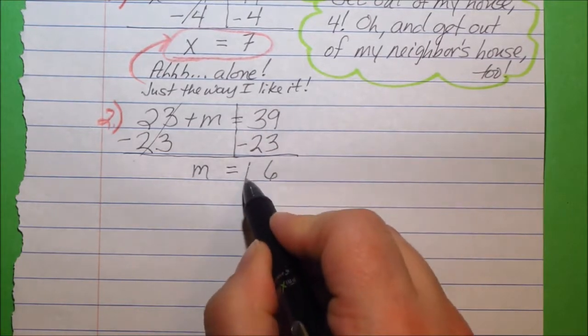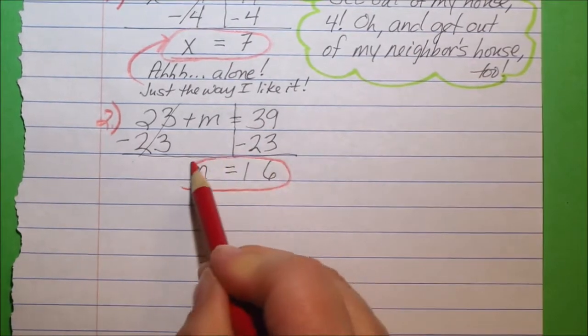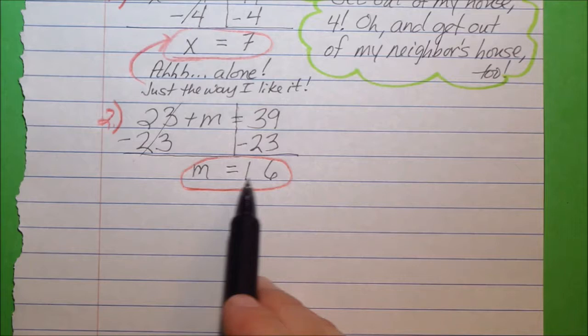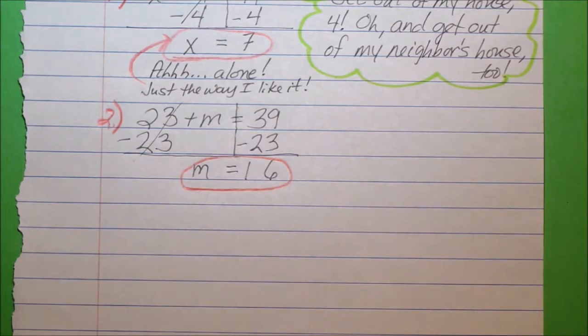3 minus 2 is 1. So I'm saying M equals 16. Now, on your worksheet and on all of your work, it will tell you to solve the equation and to check your solution. And here's what that looks like. I have solved this, and I think M equals 16, but I need to prove that.